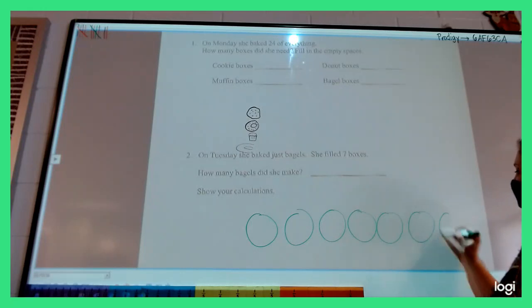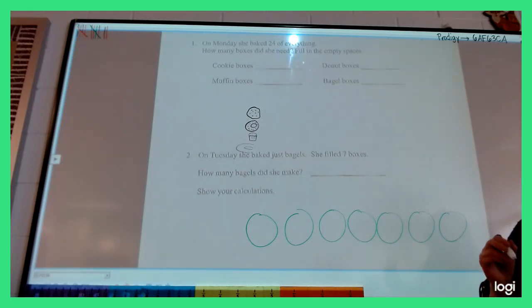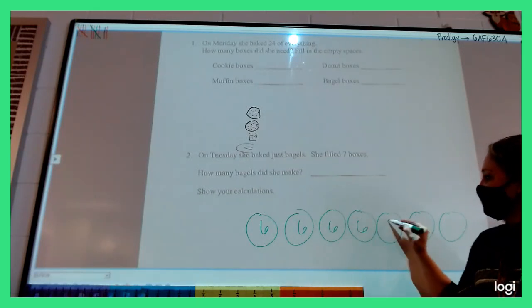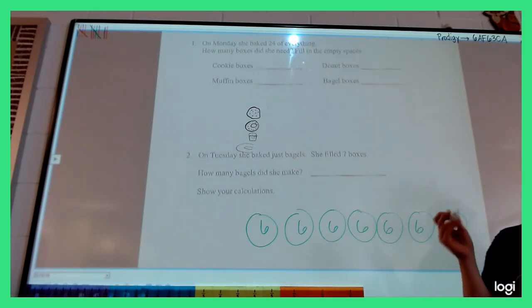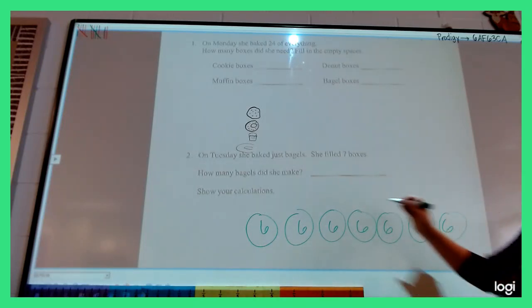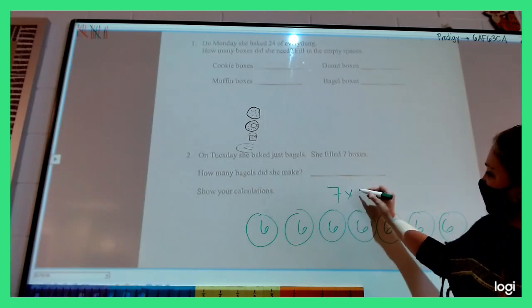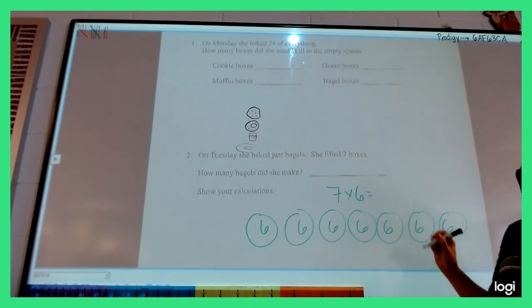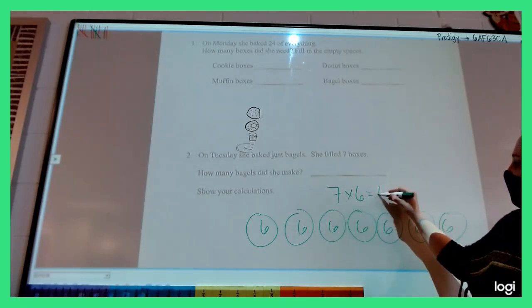5, 6, 7. Now, how many bagels can go in each box? That's important. Abby? 6. So in each box, I've got 6 bagels. So drawing this picture just kind of helped me picture it better. So now how many groups of 6 do I have? Chloe? 7 times 6. I have 7 groups of 6. 7 groups of 6 is what? Josiah? 7 groups of 6 is 42. It is 42.